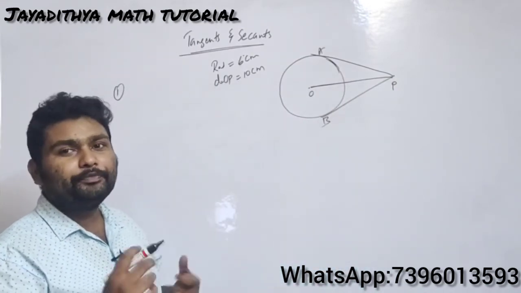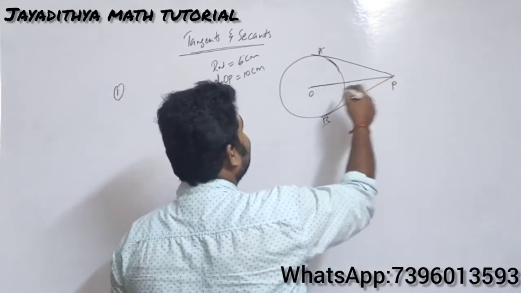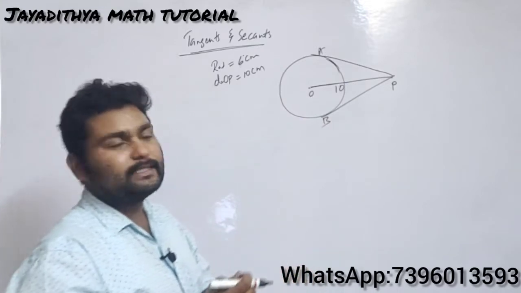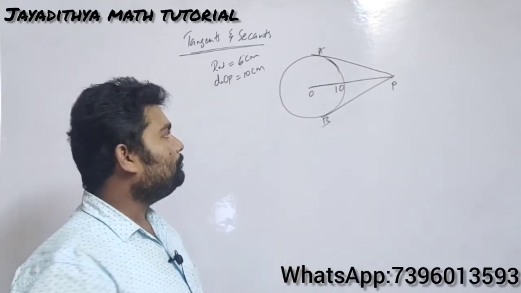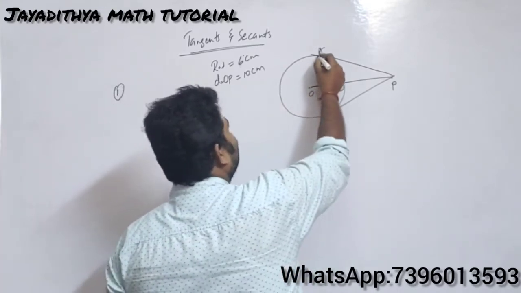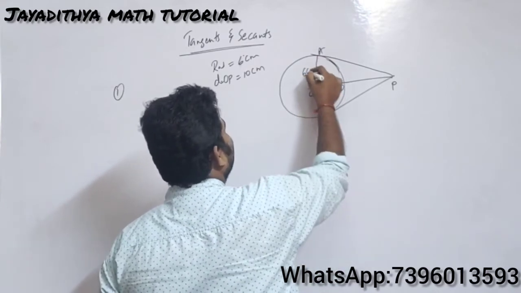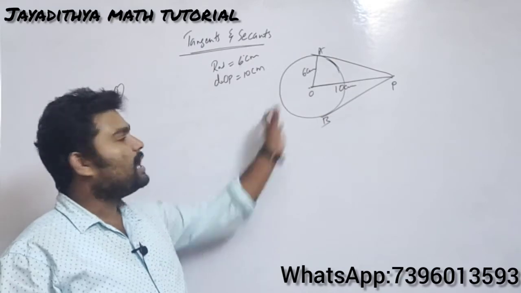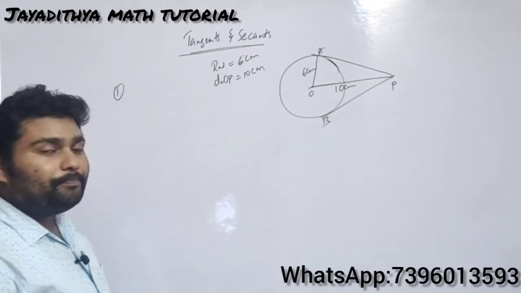And what you know here, you know both the things actually. You know the distance between the center and the external point, and you know the radius of the circle such that it is 6 centimeters. So you should mention everything in the rough figure. After drawing the rough figure, now you come for the main construction.